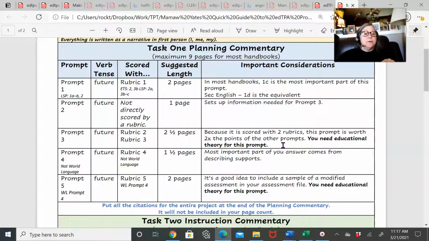Now, if you are world language, then you don't write an academic language prompt because your whole thing is academic language, right? So 1.5 pages is a pretty good amount for prompt 4 for everybody else. Prompt 5, I suggest 2 pages. You're going to need, again, educational theory for this prompt.